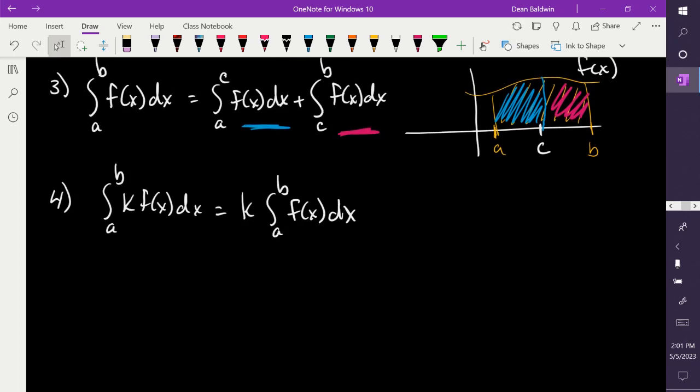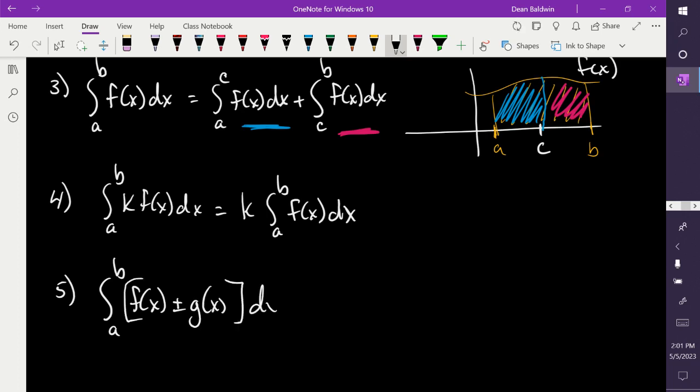And the final one, these are all the same as the limit ones, if you've noticed. If we have two functions, f and g, that are being added together inside of an integral, you can evaluate each one of those functions separately and then add or subtract their answers together. And I forgot the dx here.